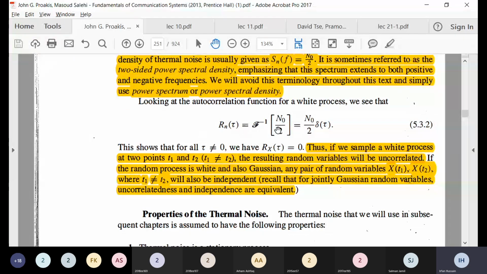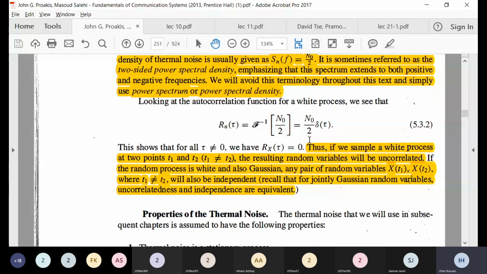For Fourier, if the spectrum is 1, the time domain is delta of t. So if it is N naught by 2, its Fourier inverse will be N naught by 2 delta tau, because it was an N naught over 2 DC spectrum. This gives that the autocorrelation is this thing. This means that if tau is 0, if you have no difference between t1 minus t2, then you will get N naught by 2. Otherwise, for any other tau which is non-zero, you would always get a 0 value.